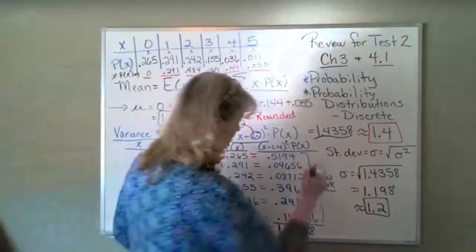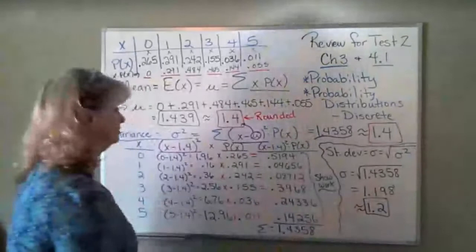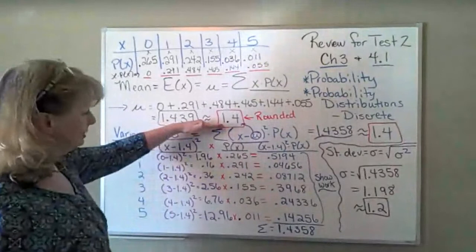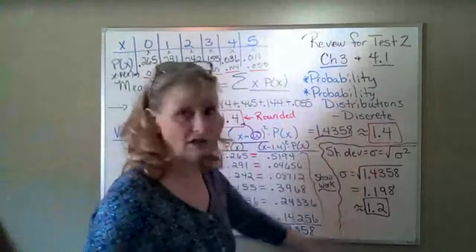And then I'm going to separate this here. That's my work for the standard deviation. Here's my mean in black. My variance I did here in blue. And the standard deviation here in purple.